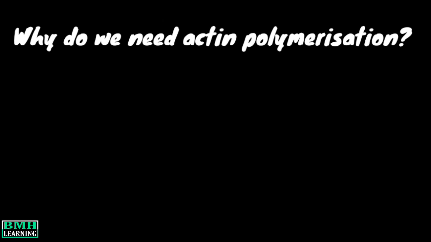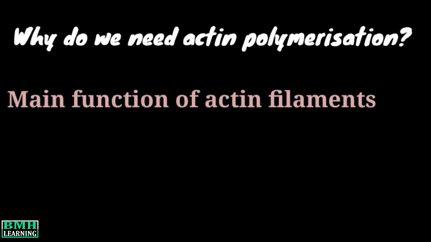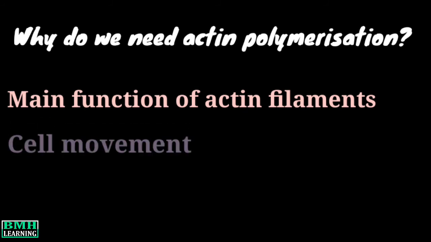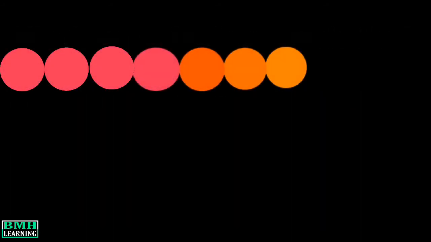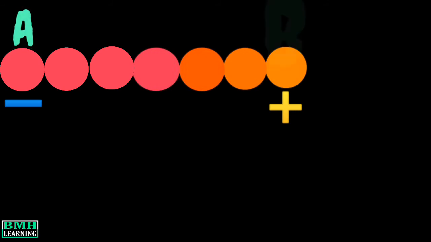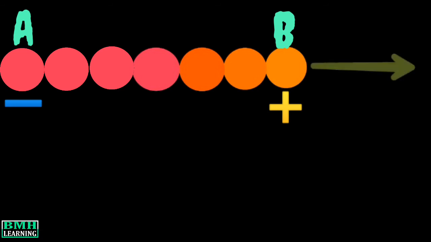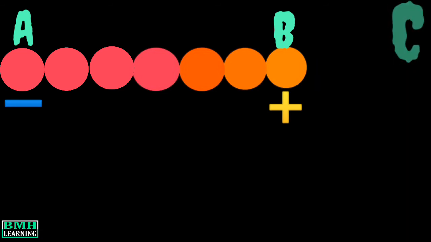Now, regarding why we need this actin polymerization process, let me take you to the main function of actin filaments. And what's that? It's simply cell movement. So let's discuss how the actin polymerization is involved in cell migration. Suppose we have this actin filament. The minus end and the plus end of this filament are placed at points A and B respectively. Now imagine the filament has to migrate to the point C.